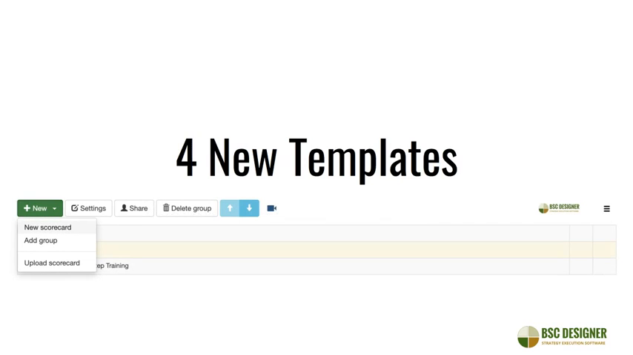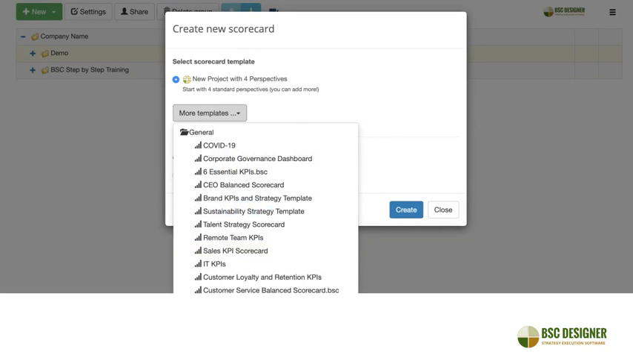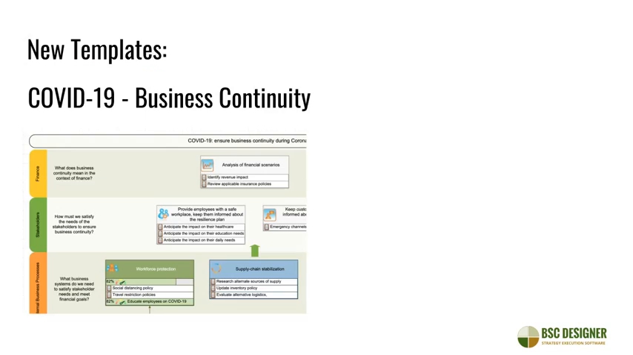To access these templates, you need to go to your account, click New, select New Scorecard, and in this drop list, More Templates, you will find the new templates available for you. So what are these templates?